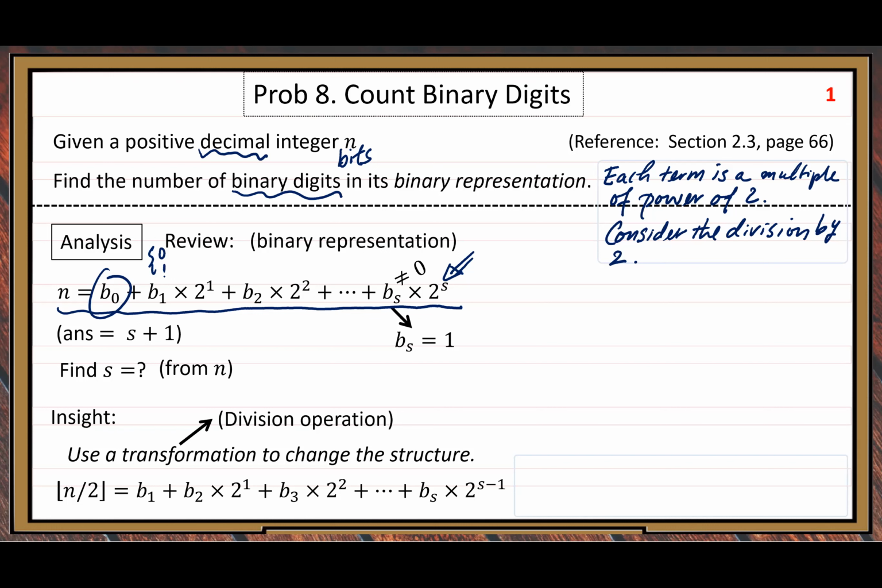All the remaining terms are still there, but as for the power of 2, the exponent for each term is reduced by 1. So that is the structure change. That is our transformation for this question.